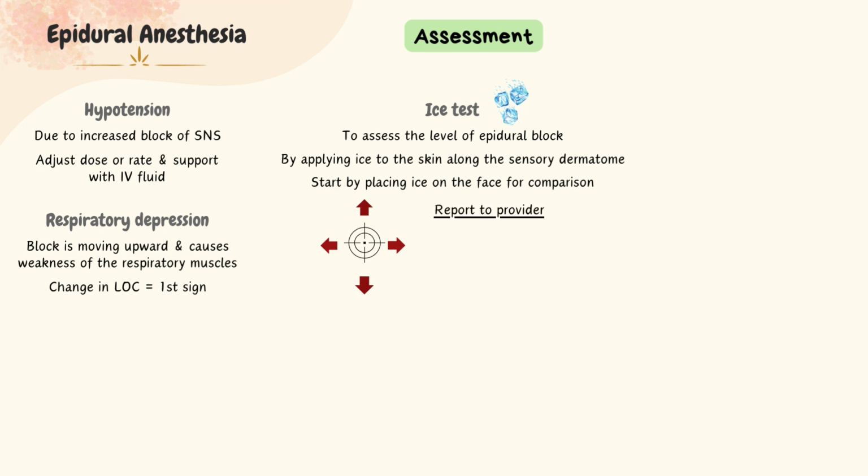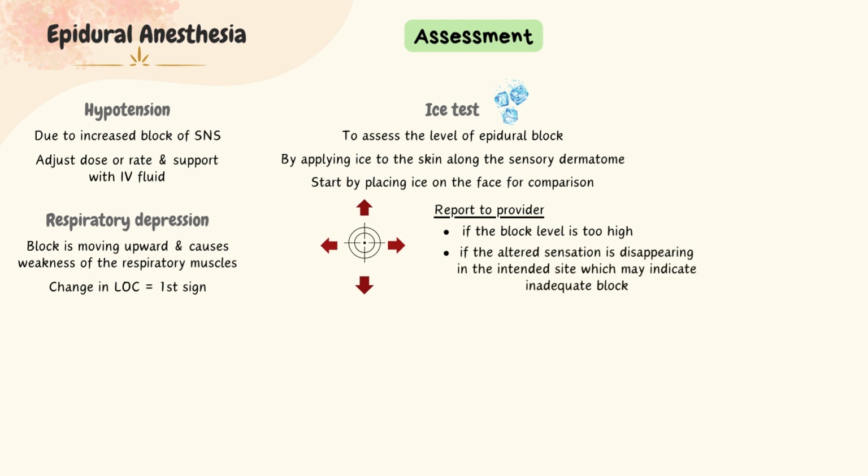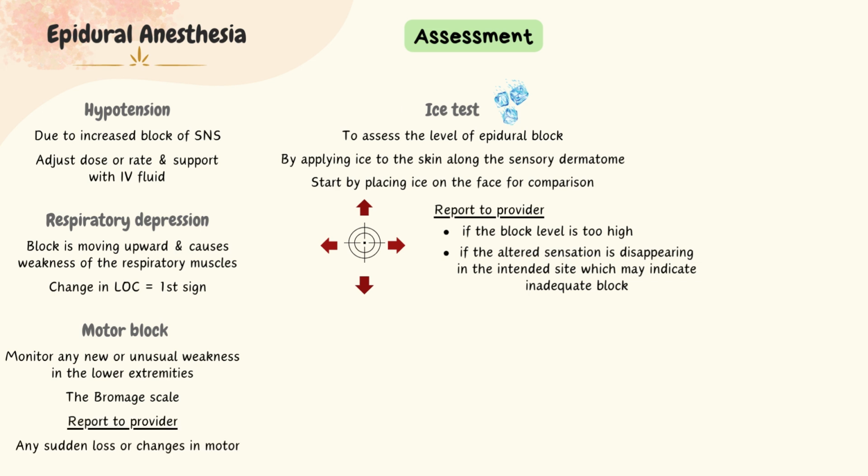Notify the provider if the block level is too high or if the altered sensation is disappearing in the intended site, which may indicate inadequate block. Monitor any new or unusual weakness in the lower extremities, which indicates the block is too dense. The Bromage scale is a commonly used tool to assess motor block. Any sudden loss or changes in motor should be reported to the provider.